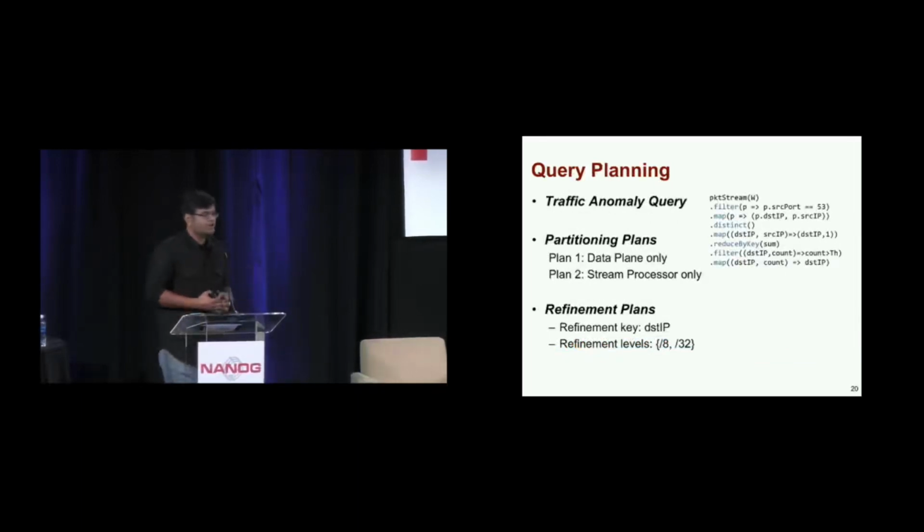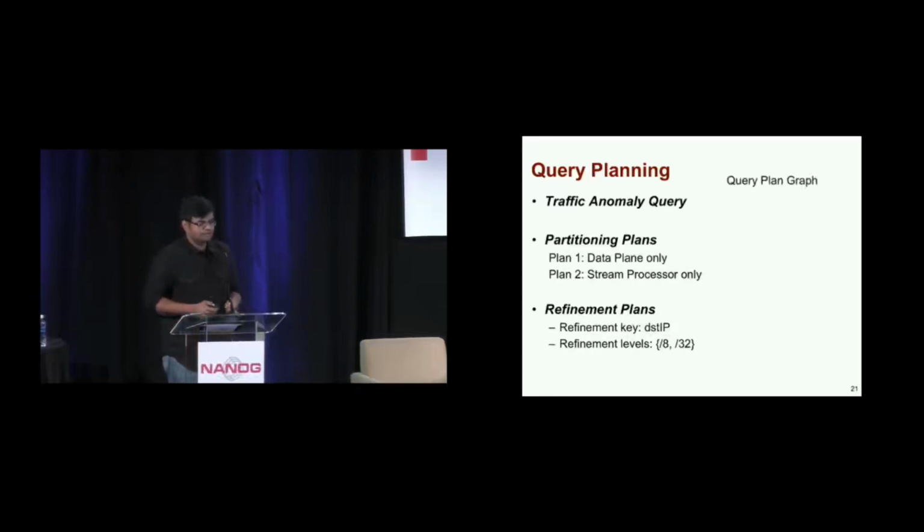Going back to the traffic anomaly query, just for reference, this is the query we talked about, where you apply a bunch of map-reduce operations on the packet stream. We take a very simple case for illustration: the partitioning plans are just binary. Either you execute all these operations on the data plane, or you execute all of them on the stream processor. The refinement key, the key on which you apply iterative refinement, is the destination IP, and the refinement levels I want to consider are /8 and /32. So let's see how the query planning works.